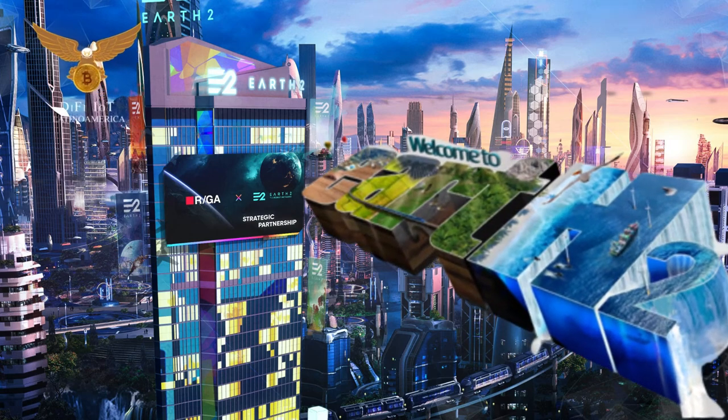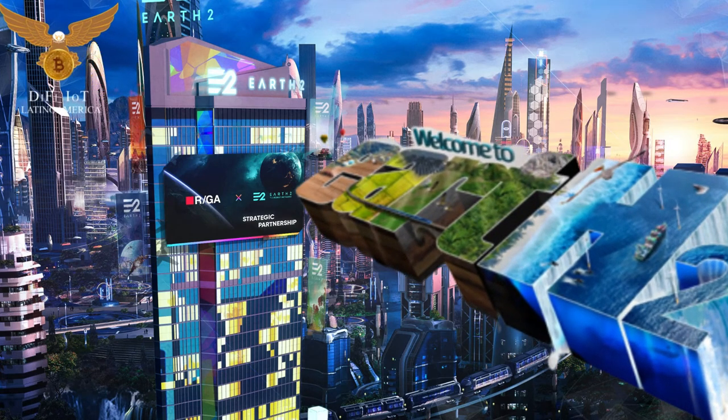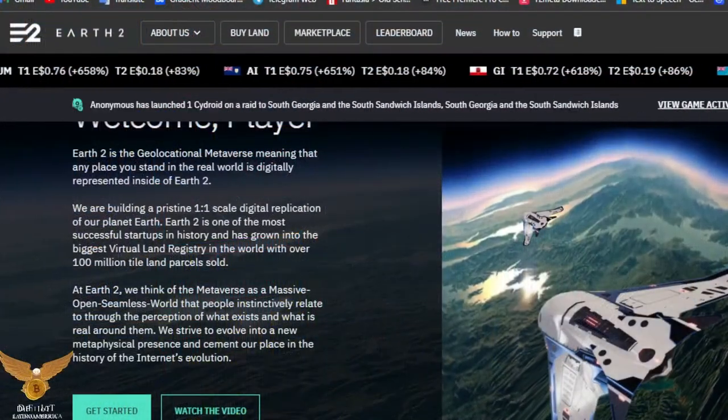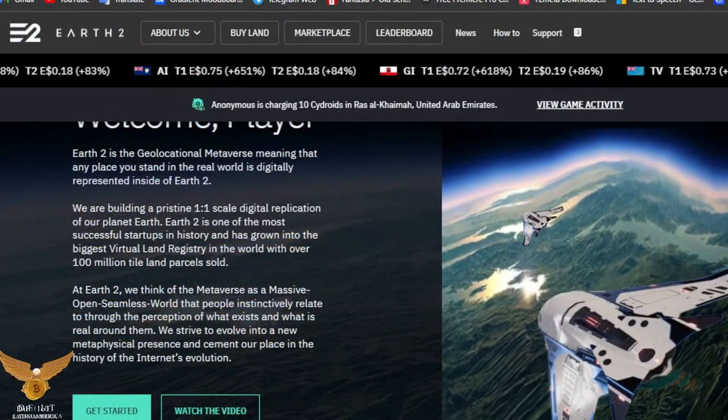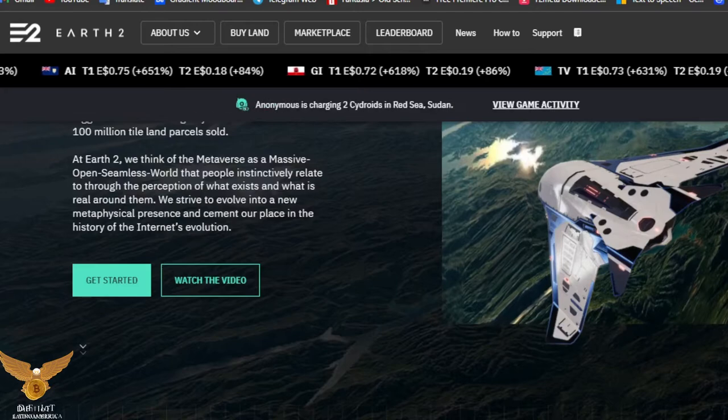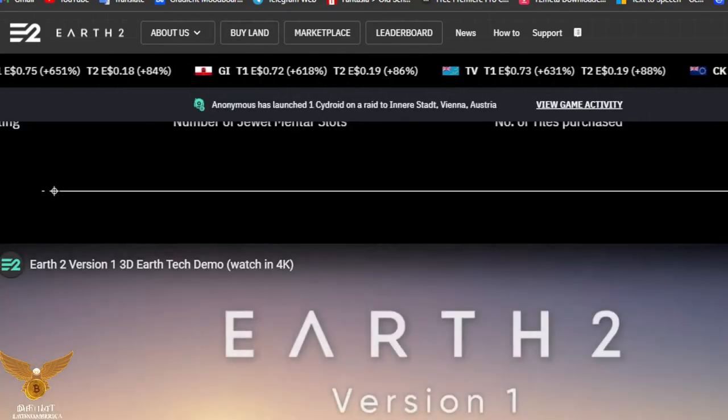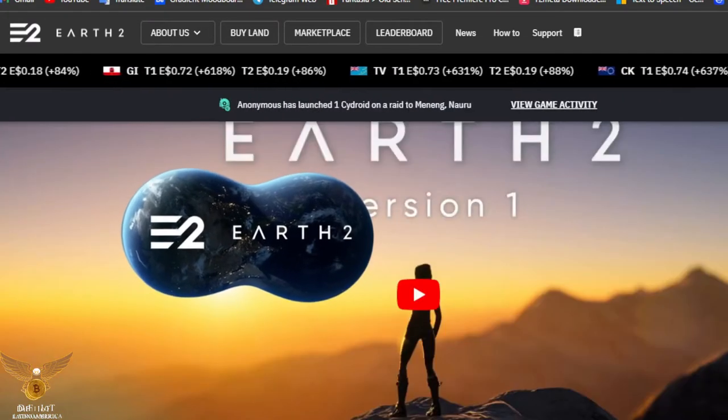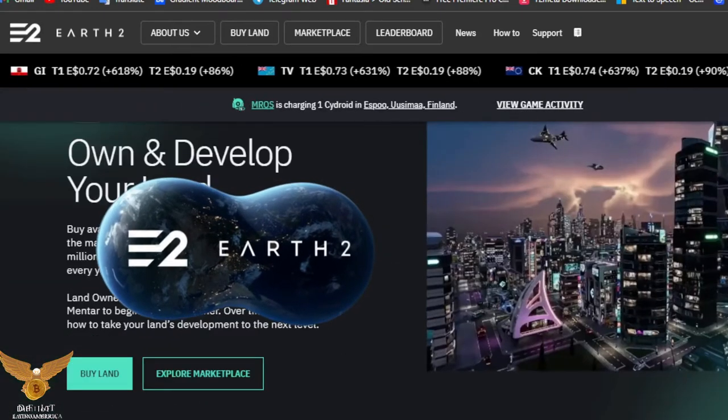EARTH2 is a cryptocurrency project that seeks to create a virtual platform where users can buy, own, and trade parcels of digital land. The idea behind EARTH2 is to simulate a virtual version of planet Earth, where users can acquire and develop virtual properties that represent real locations in the world.